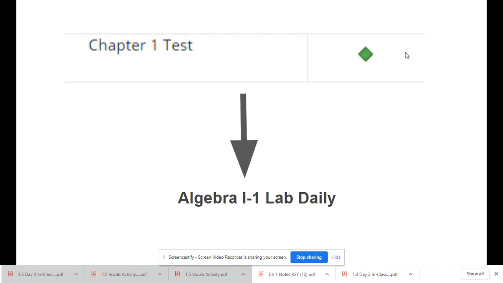The last thing is we are going to the point now where we are finished up with our review of pre-algebra, and so we're getting ready this week to take our Chapter 1 test. And that will also be on Math Excel later this week.